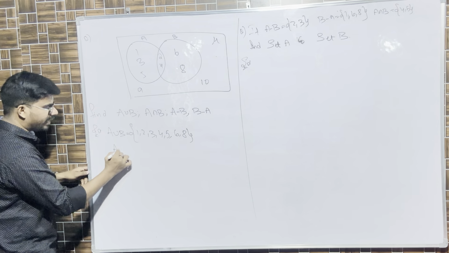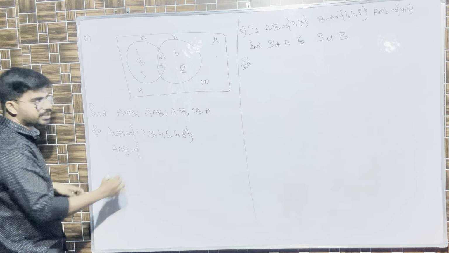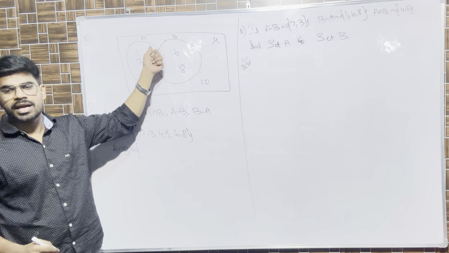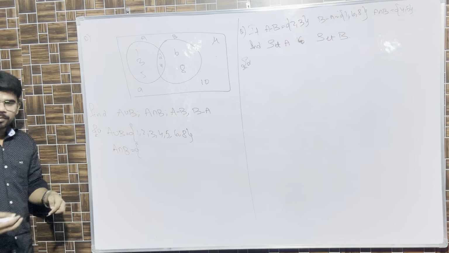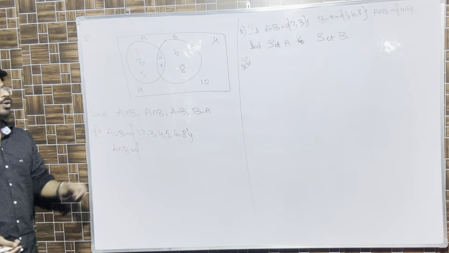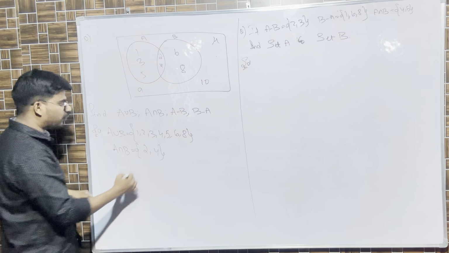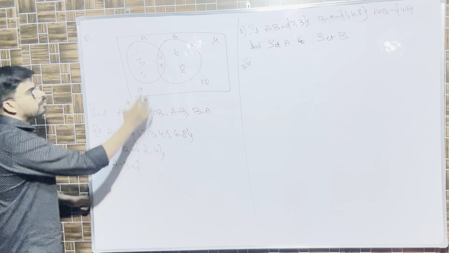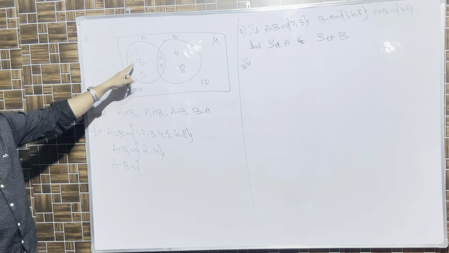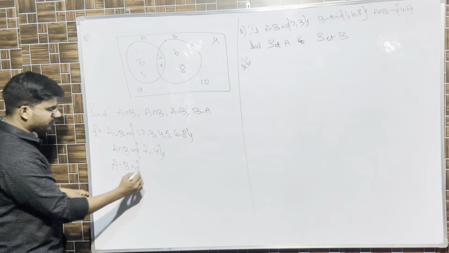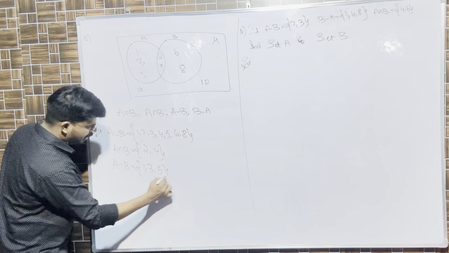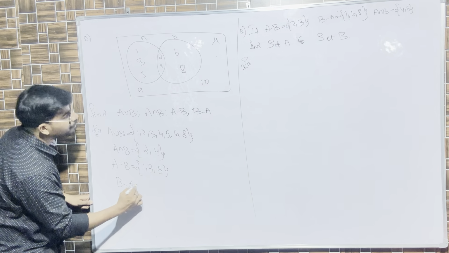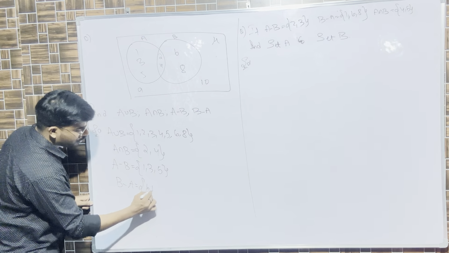Next step. A intersection B in the sense will take only the values which are common. What are the common values in both the sets? 2, 4. So 2 and 4 is the answer for intersection. A minus B. What is there in the first set? 1, 3, 5. Next step. B minus A: 6, 8. That's all. Sir, first we have to write set A elements?